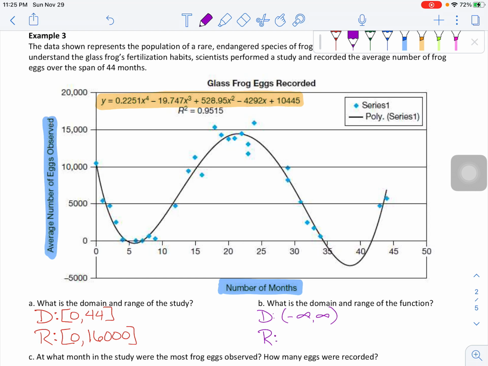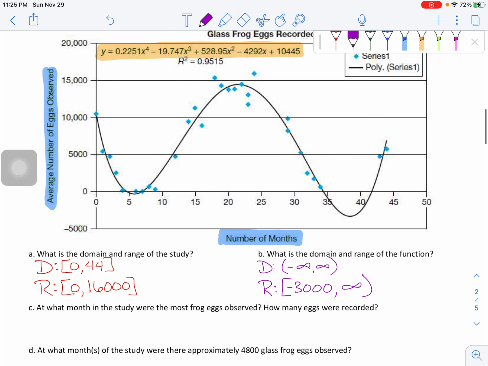Range-wise, we want to look at the lowest possible y value, which is somewhere down here, right? This is our lowest part of the curve. So again, if I back it up to the y-axis, I'd probably say that's about -3,000. That's kind of my estimate. And then if we look at how high this graph will eventually go, well, this is going to keep going up and up and up. This is going to keep going up and up and up. And so we have to infinity.